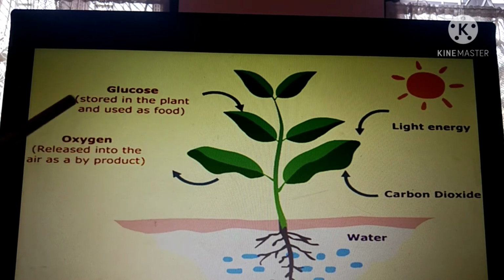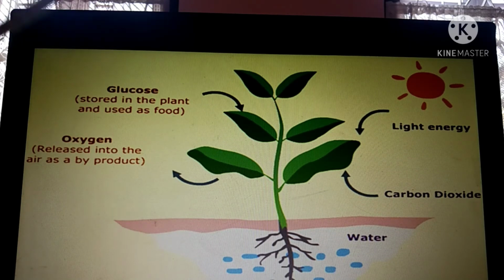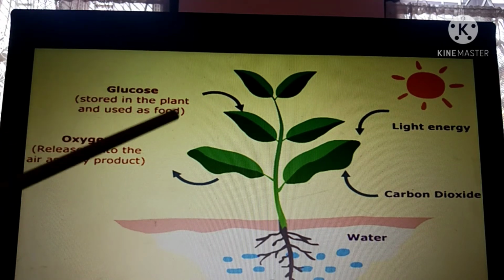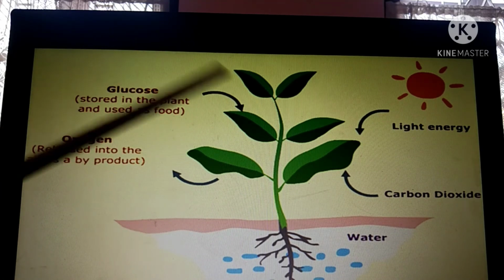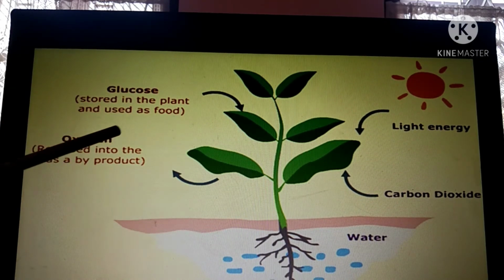Now glucose is stored in the plant and used as food. In what form will glucose be stored? It will be converted into starch and stored in the plant. Later on, the plants can use the starch, convert it into glucose and use it. Suppose there is no photosynthesis occurring, for example you have kept the plant in the dark. It will get no light, so it cannot do photosynthesis. In that time, this starch will be utilized by the plant as food. It can survive even without photosynthesis for a few days.